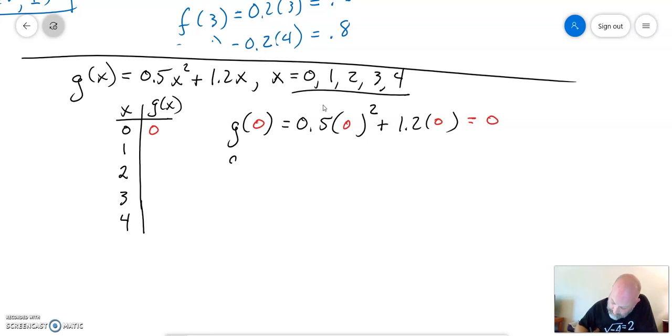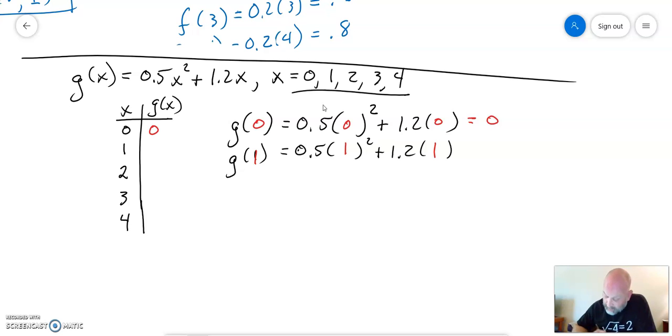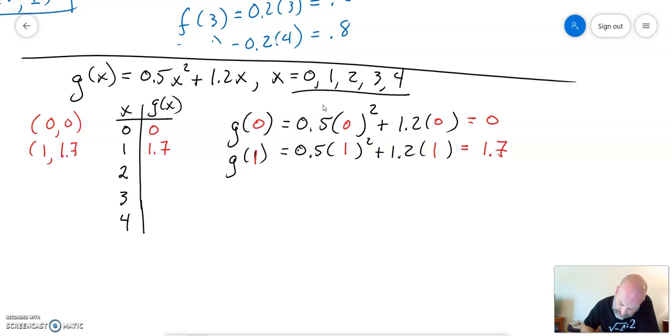For the next point, when x is 1, it's the exact same thing, but instead of plugging in 0, I'm plugging in 1 everywhere I have parentheses. If you work that one out, you get 1.7. And so I have my second point. My first point is (0, 0), and my second point is (1, 1.7).